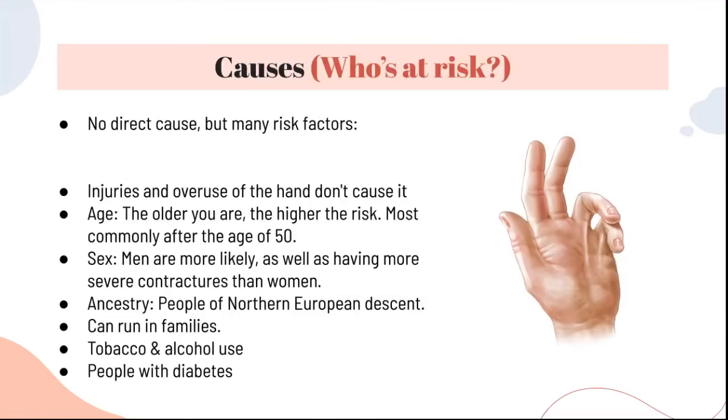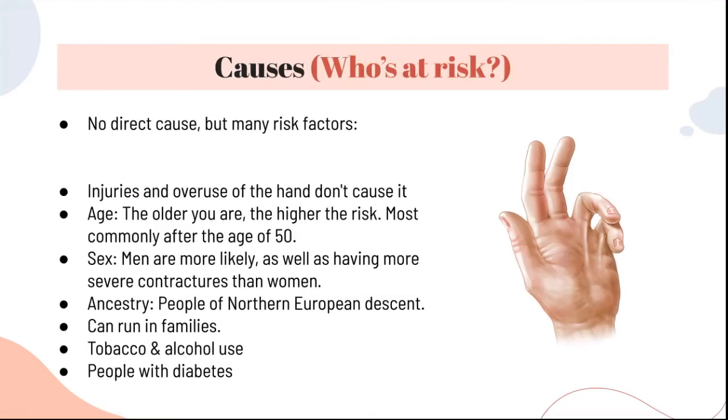Causes and who's at risk. There is no direct cause of Dupuytren's, but there are many risk factors as well as people who are at a higher risk. Injuries and overuse of the hand don't cause Dupuytren's. The older you are, the higher the risk, most commonly after the age of 50. Men are more likely to have it, as well as having more severe contractures than women.